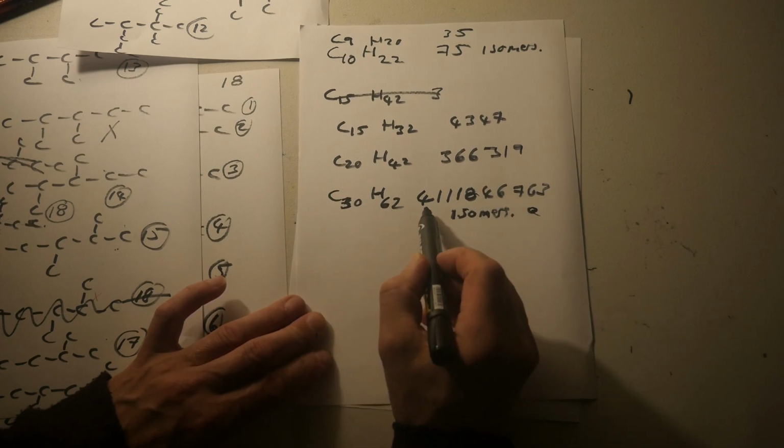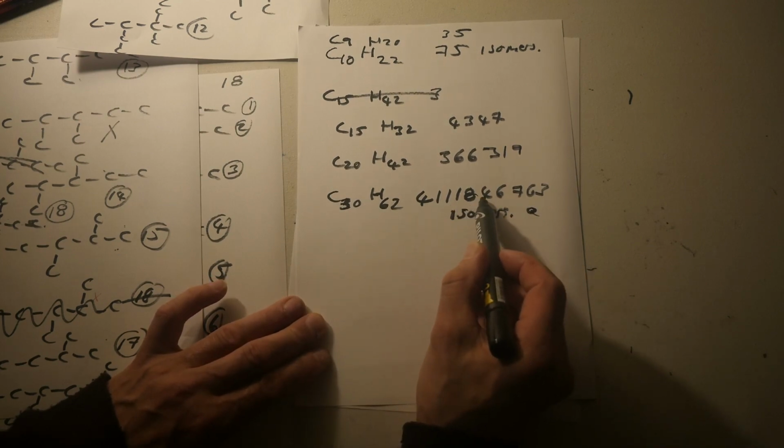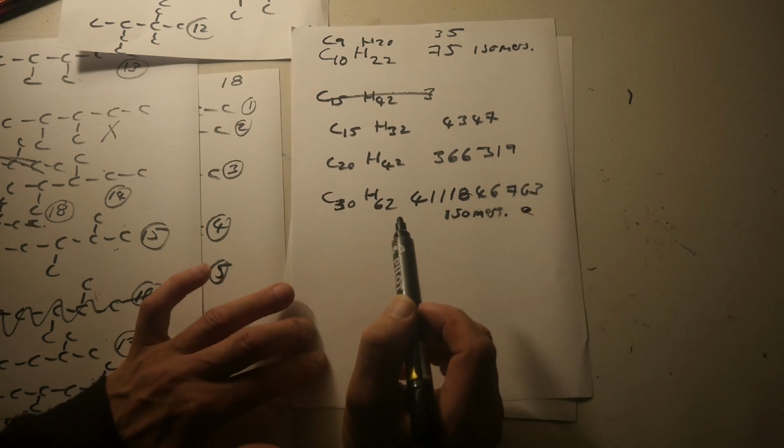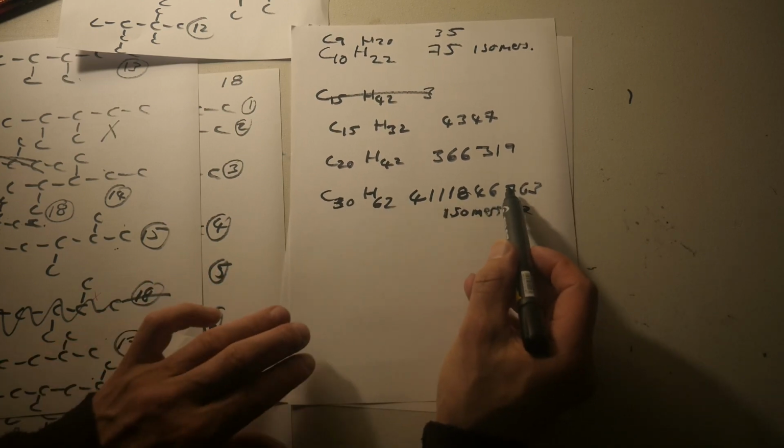Anyway, there's 4,111,846,763 isomers for C30H62, okay? So, lots of practice for you.